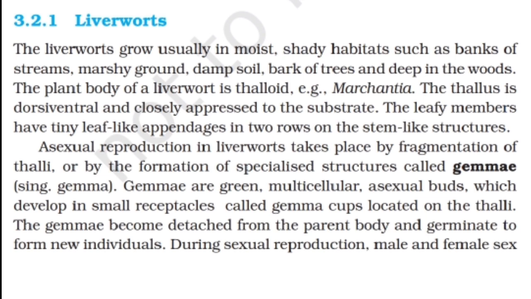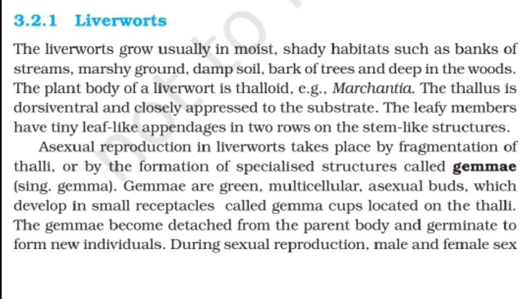The leafy members have tiny leaf-like appendages in two rows on the stem-like structures. Asexual reproduction in liverworts takes place by fragmentation of thalli or by the formation of specialized structures called gemmae (singular gemma). Gemmae are green, multicellular, asexual buds which develop in a small receptacle called gemma cups located on the thalli. The gemmae become detached from the parent body and germinate to form new individuals.